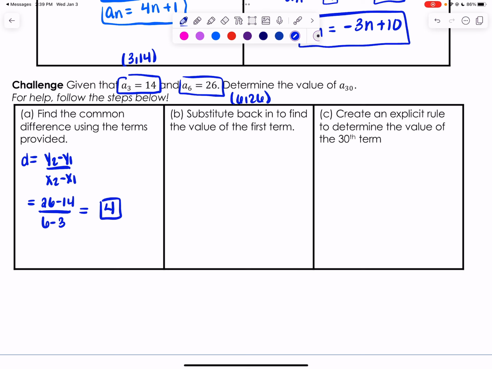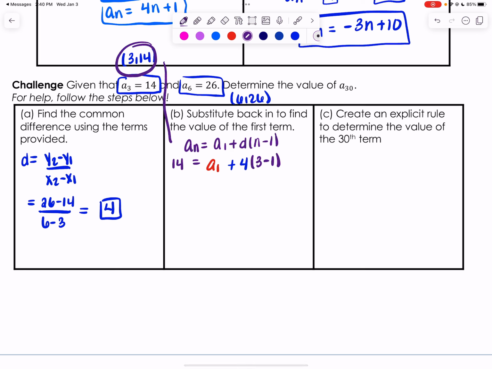Now for part B, it says substitute back in to find the value of the first term. So we now need to find out what the first term is. So we know that a sub n is equal to a sub 1 plus d times n minus 1. We know our d is 4, so I'm going to put a plus 4 here. We don't know what a sub 1 is, but we do know an n and an a sub n, because if you look, they're telling us a sub 3 is 14. So they're telling me that if I plug in 3 for n, I'm going to get 14 for a sub n. So we can actually make that substitution right here. So I can do 14 equals a sub 1 plus 4 times 3 minus 1. So I'm just using that 3 comma 14 in for a point.